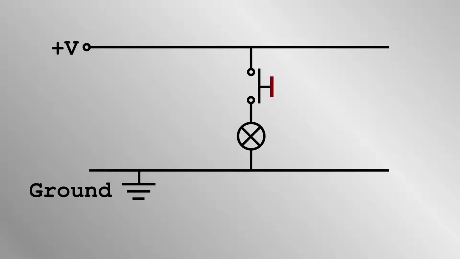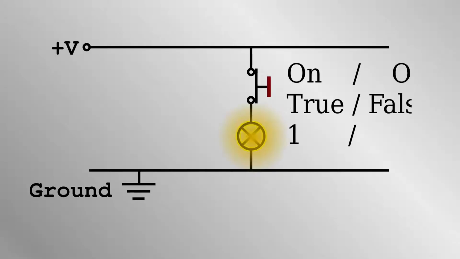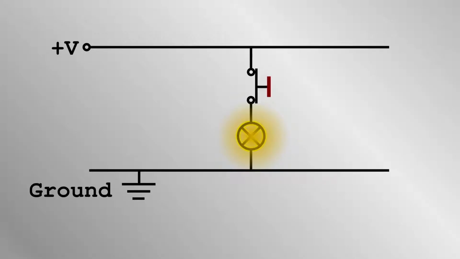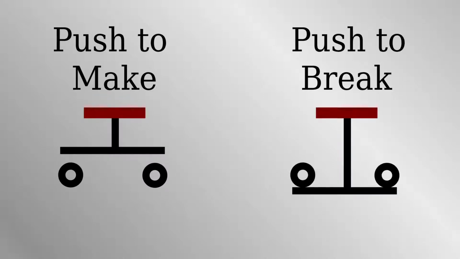Computers treat information as binary: on or off, true or false, 1 or 0, based on if the voltage is high or low. The important component in our circuit here is the push switch, which comes in two flavors. Push to make, that's when a person presses down and the circuit is completed between the two terminals and the bulb lights up. The push to break switch is exactly the opposite.